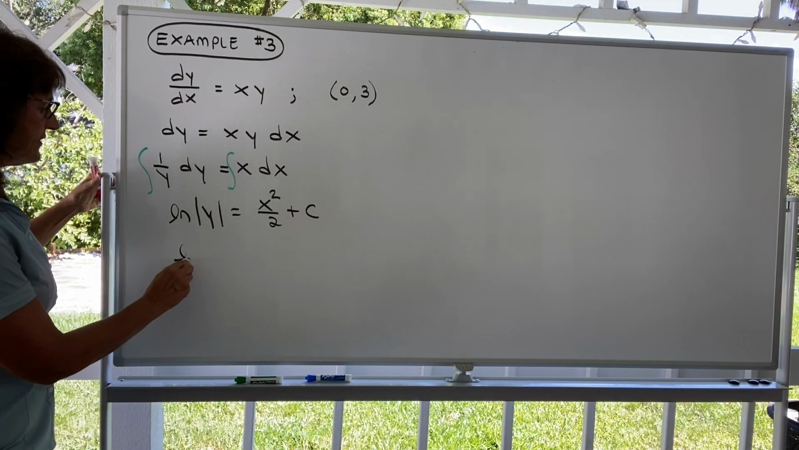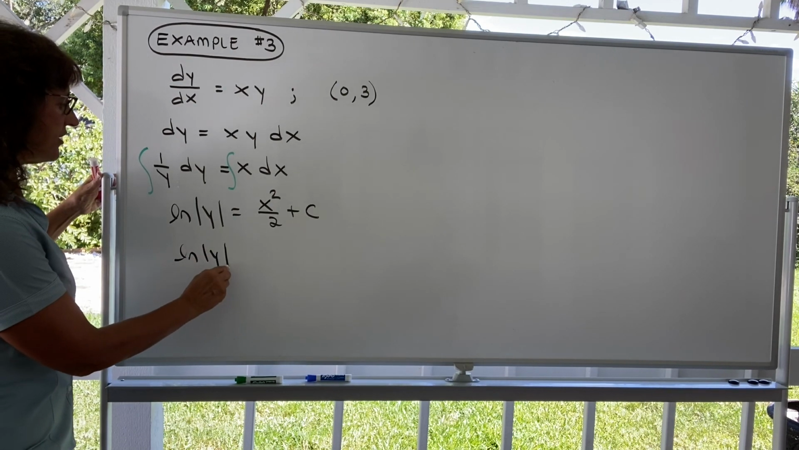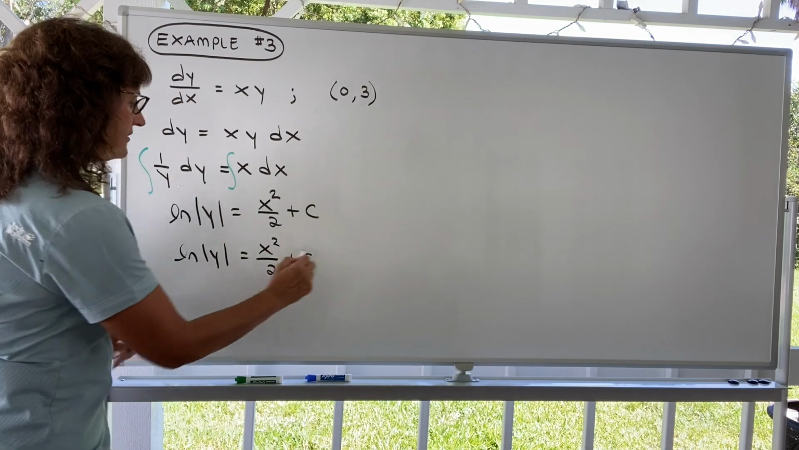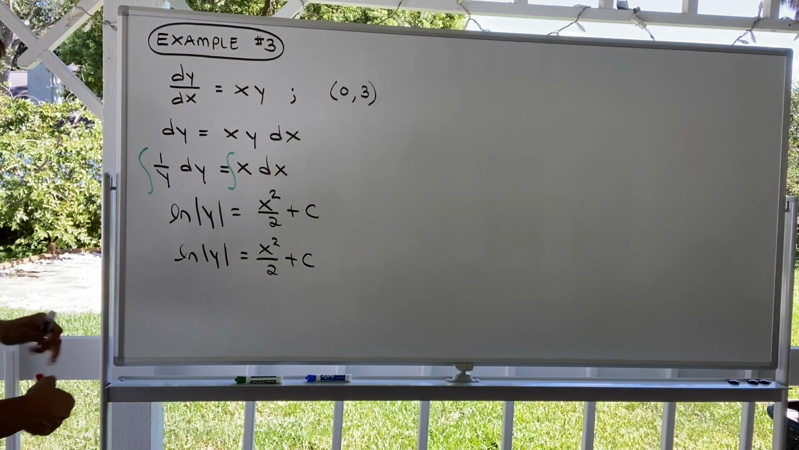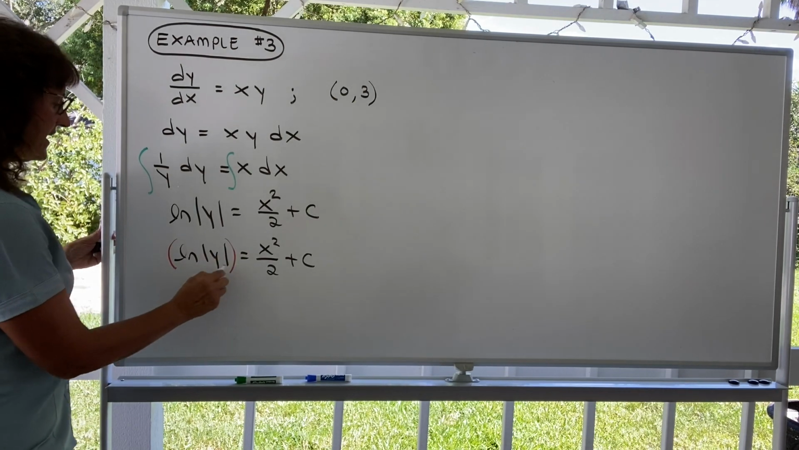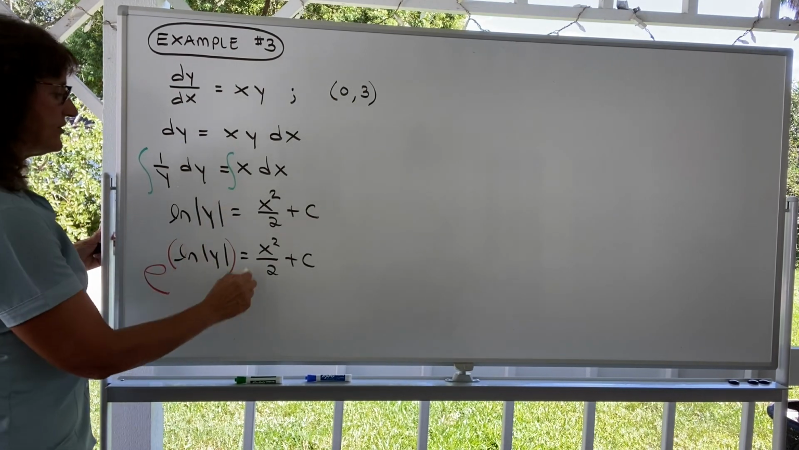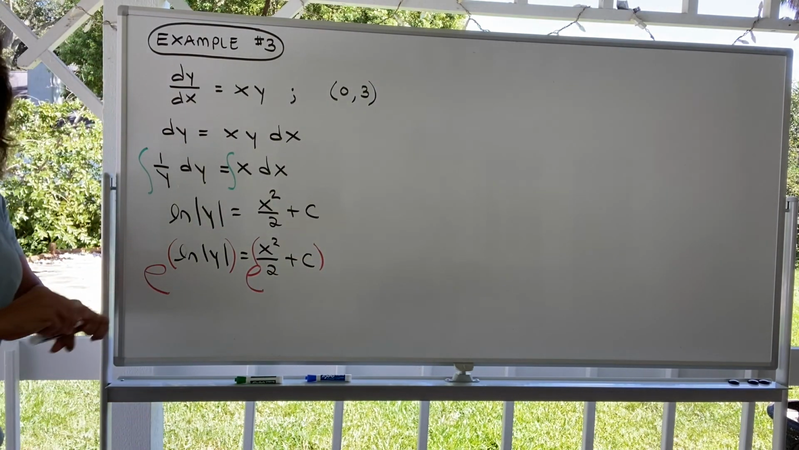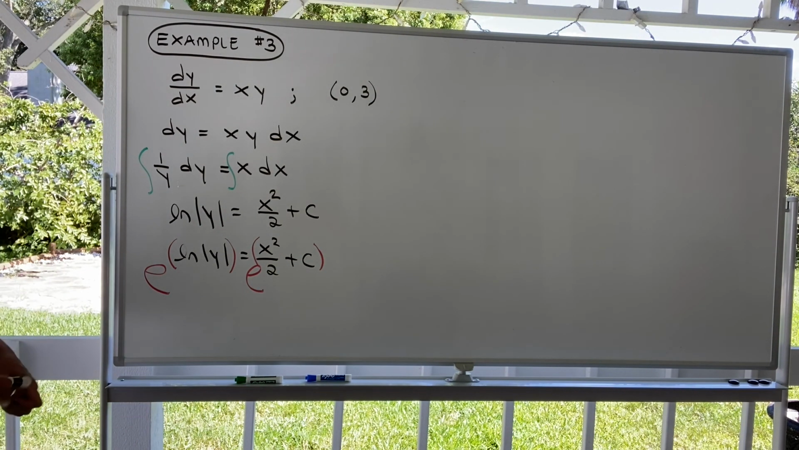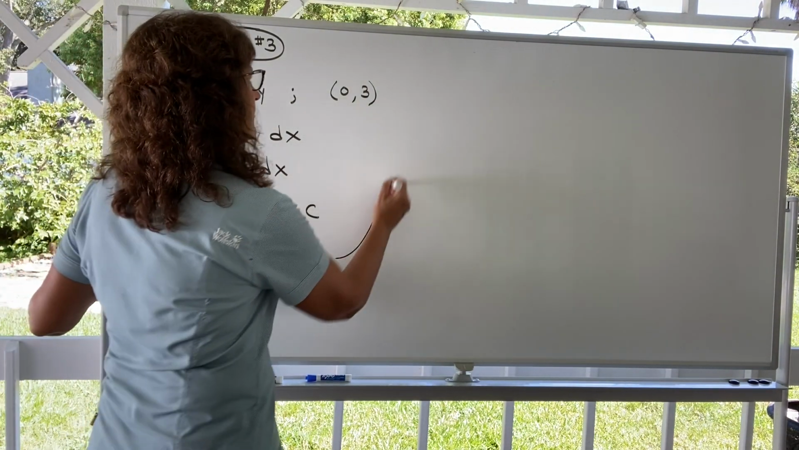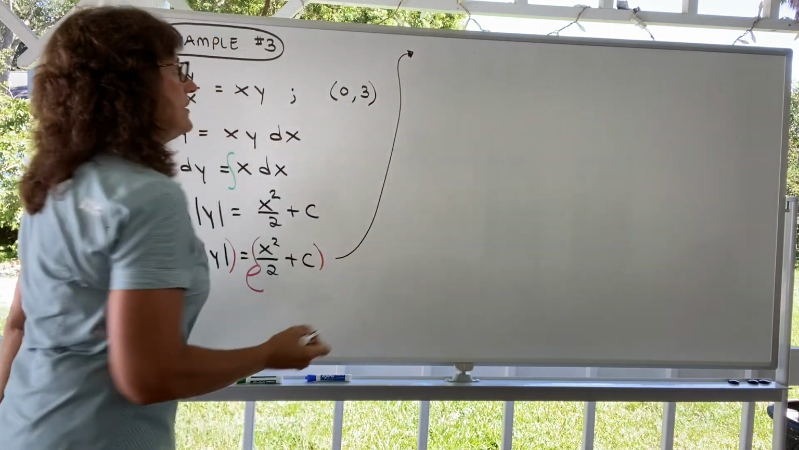Let me just rewrite this step right here. So you have natural log absolute value y equals x squared over 2 plus a constant. What we want to do is take both sides of the equation and raise e to both sides of the equation. So let me move over here. I'm running out of space, that's why I did this one on this side.